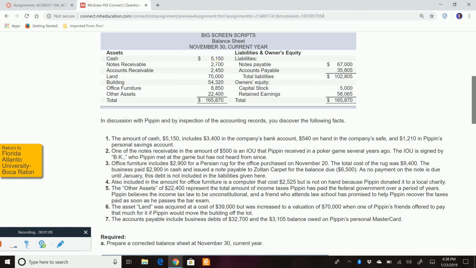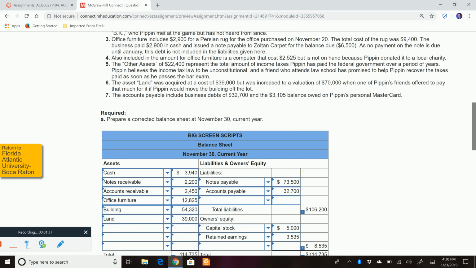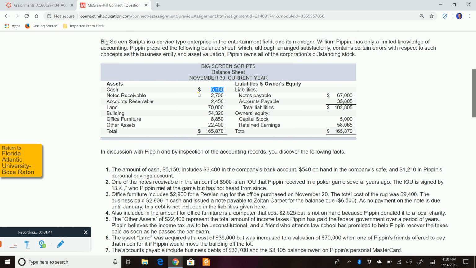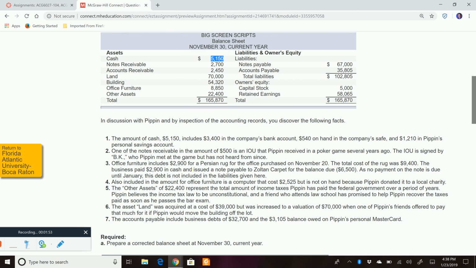The amount of the cash, which is right here, $5,150. That includes $3,400 in the company's bank account, $540 on hand in the company's safe, and $1,210 in Pippin's personal savings account. Well, the amount in the manager's personal savings account is not company cash. So that $5,150 should not include the $1,210. So the right amount is right here, cash $3,940. So I'm going to keep going back to the corrected balance sheet, looking at the incorrect and going to the correct as we go through each one of these items.